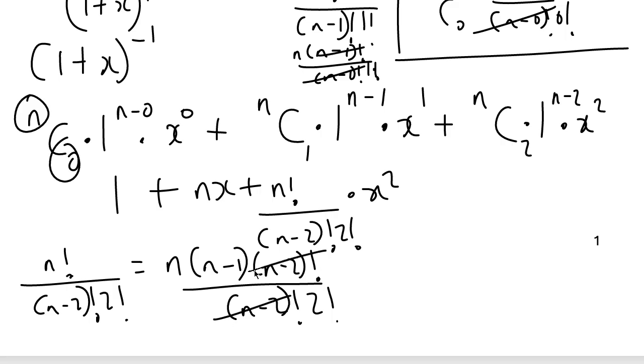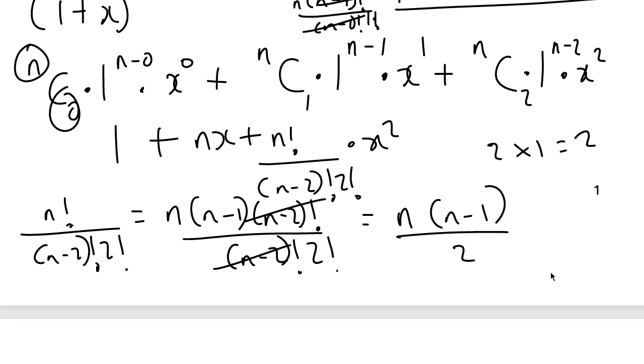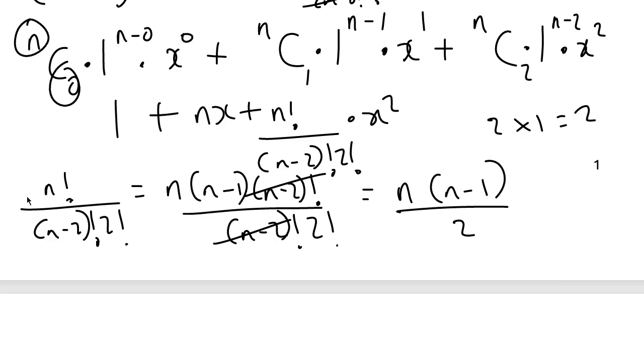So this cancels this, and 2 factorial is the same as what? 2 times 1, which is 2. We're going to have n into n minus 1 over 2. So in general, you should note that n combination 2 is n into n minus 1 over 2. So that's 1 plus nx plus n into n minus 1 over 2 x squared.